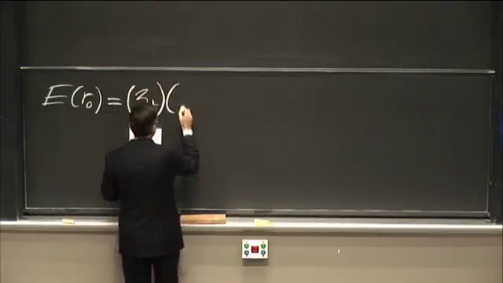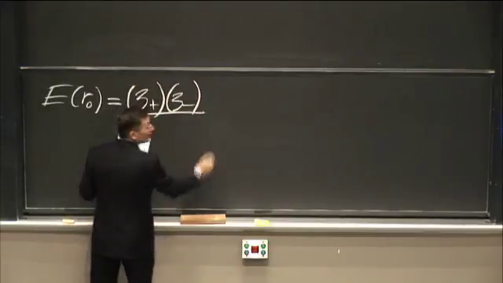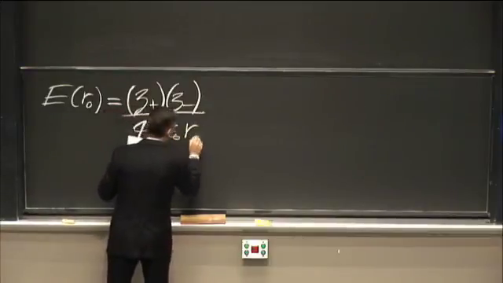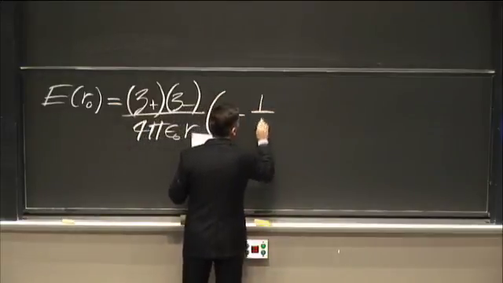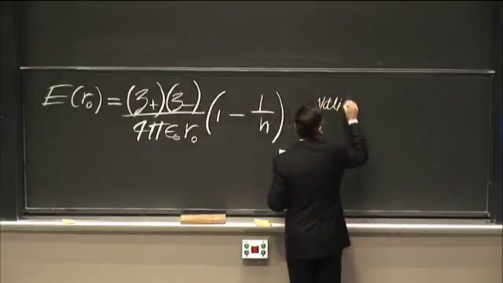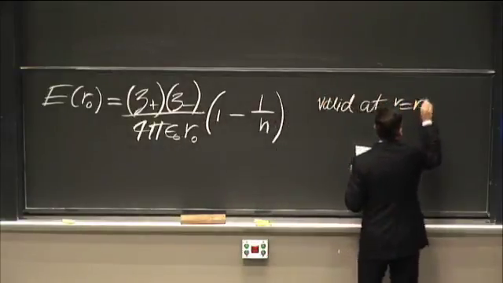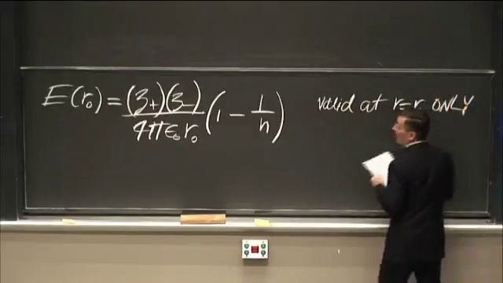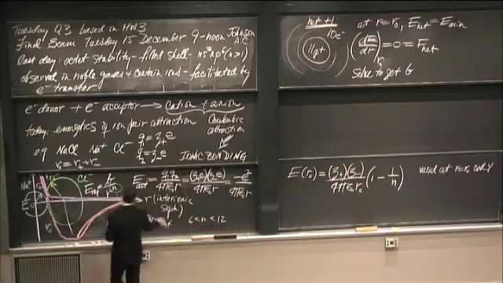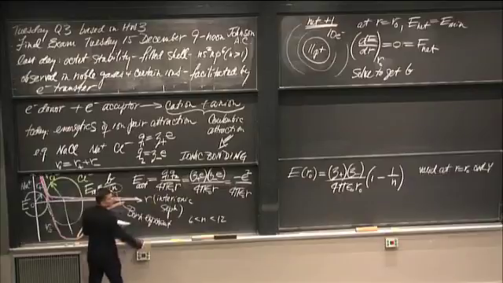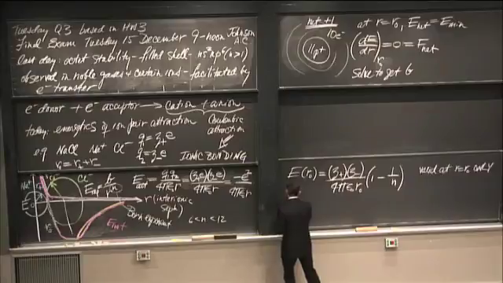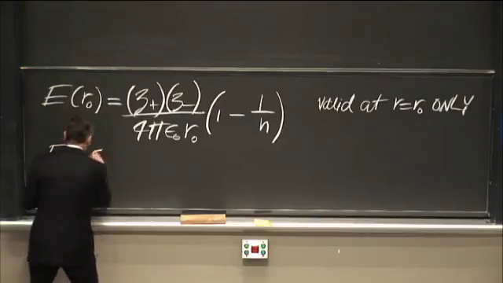Z plus, which is the net charge on the cation, times Z minus, which is the net charge on the anion, divided by 4 pi epsilon 0 r naught, times 1 minus 1 over n, where n is the Born exponent. And this is valid at r equals r naught only. If you're not at r equals r naught, then you can get the value of B and then put it into this expression, where E net will equal E attractive plus E repulsive. So there it is. And so this is the energy of a single ionic bond.